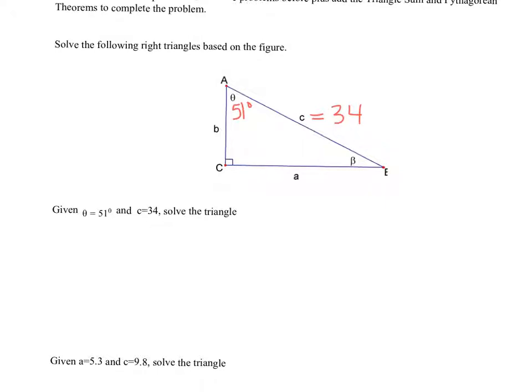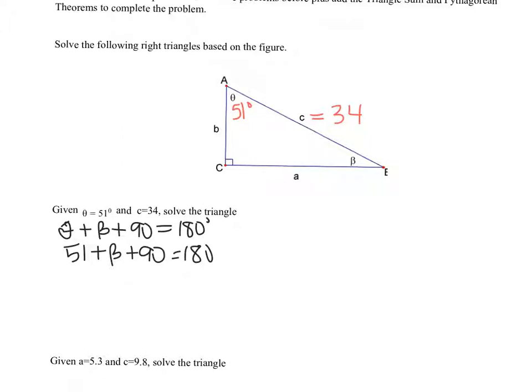So that's where the triangle sum theorem comes in. We know that theta plus beta plus our 90-degree angle have to equal 180 degrees. And we're given that theta is 51. So 51 plus beta plus 90 equals 180. And beta is just another Greek letter we can use to represent a missing angle. So if I do 90 plus 51, we're going to get beta plus 141 equals 180, and then subtract 141, and beta is 39 degrees. So that's one piece of information.